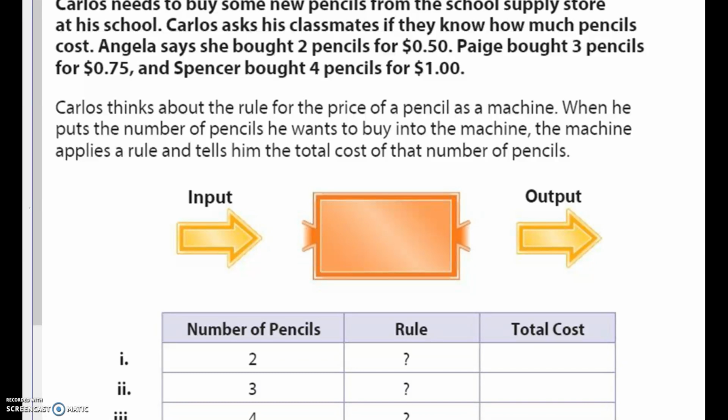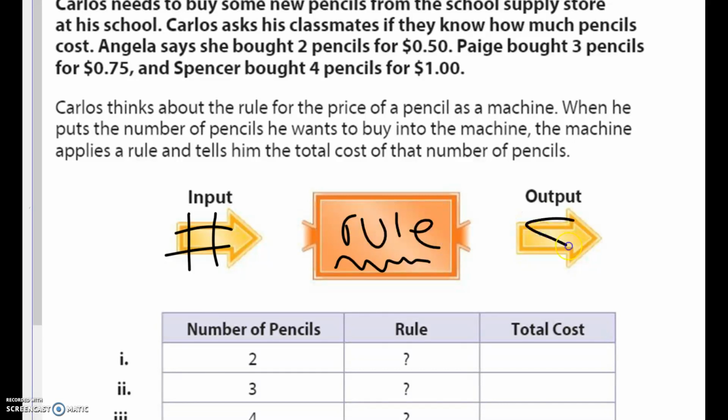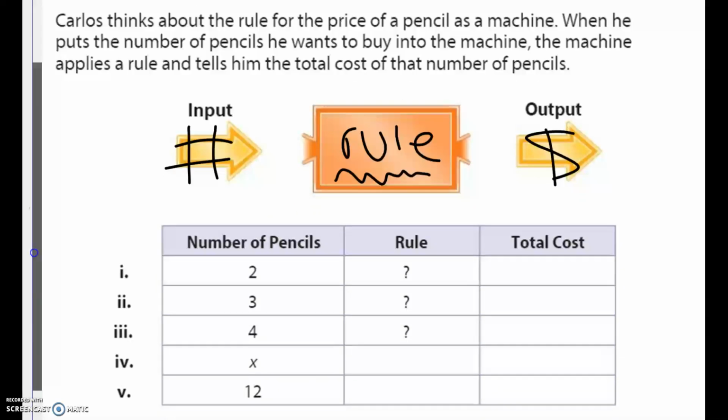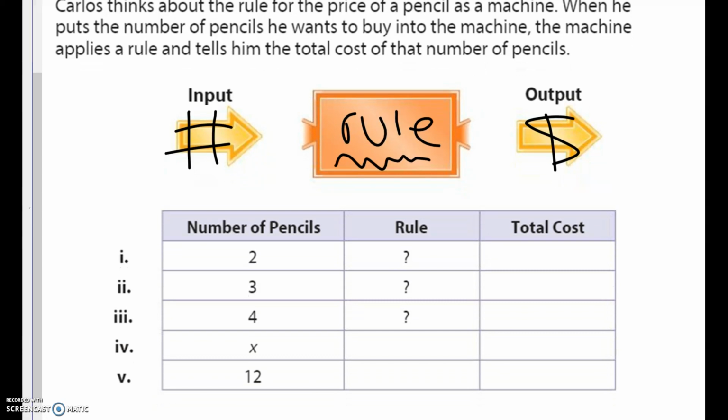So Carlos thinks about the rule for the price of a pencil as a machine, and Carlos is not the only one. A lot of people like to think about functions as machines. So Carlos is going to put in the number of pencils. The machine is going to create a rule, and our output will give us the total cost. Seems pretty easy, right? Except they want us to figure out what that rule is.